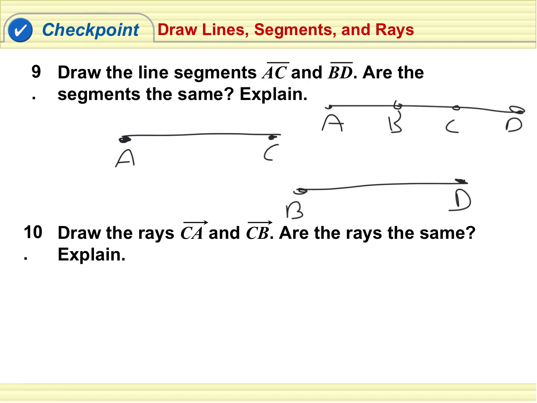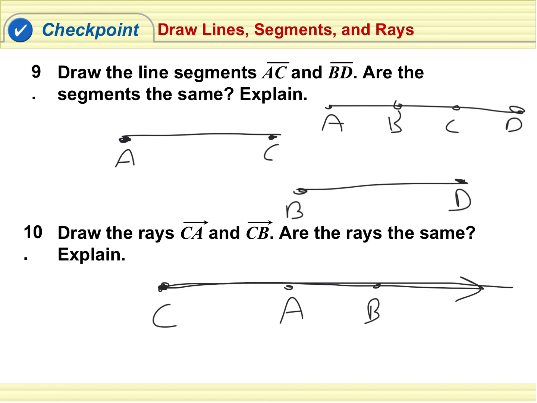Okay, looking at that last one, we want to draw the rays CA and CB. So remember, read left to right. Which letter is the starting point? C. Okay? And then I have point A, point B. So I'm drawing a ray C to A, and I'm drawing another ray C to B. Are those rays the same? Yeah.